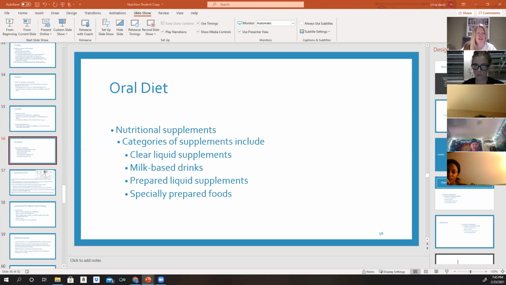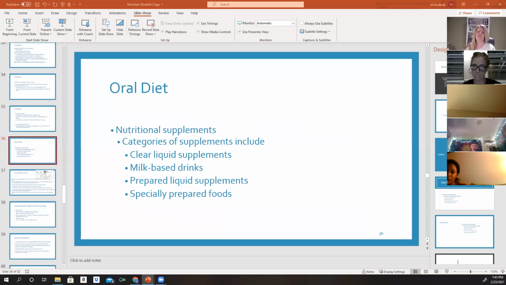So here are those nutritional supplements that I was just talking about. Some of them come in clear for your patients who are on a clear liquid diet. The Ensure is like a milk-based drink. They have some that are just for diabetics that have low sugar in them. Some don't have lactose if patients are lactose intolerant. Some they can actually prepare in pharmacy and send up.